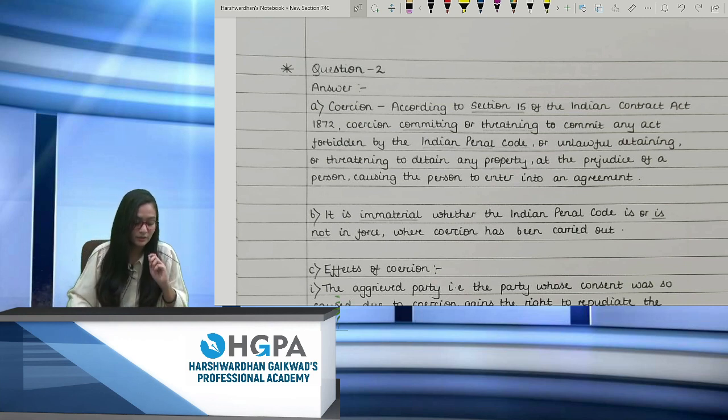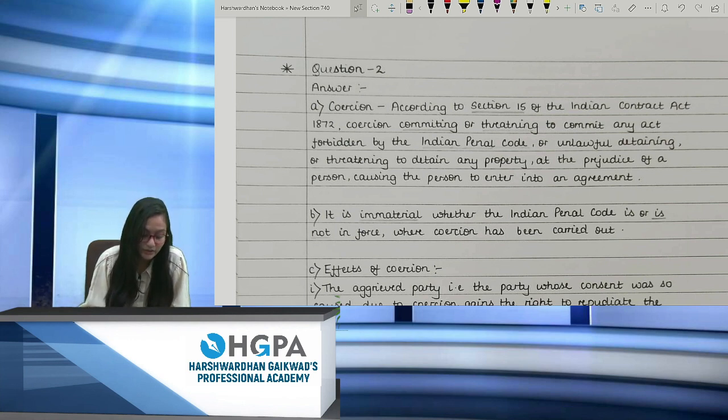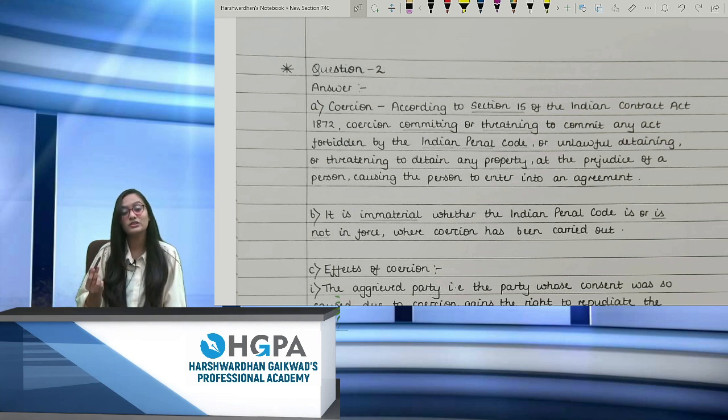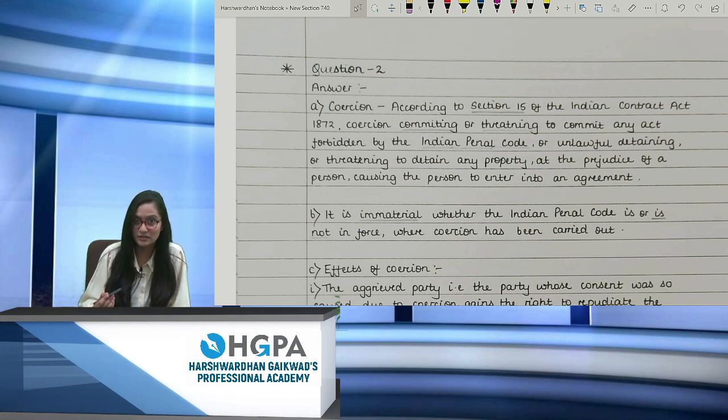So I'll tell you, this has a particular way of writing, that is, mention the important words. Like in this, according to section 15, again mentioning, quoting the section is going to enhance your answer. This will leave an impression on the examiner, although it is not compulsory. If you feel you're not sure about the sections, please do not write the sections. Quote your sections only and only when you are very sure of them.